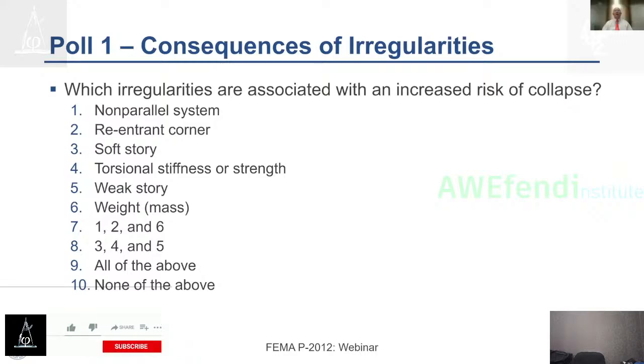Right. So since our focus here is on an increased risk of collapse, most of you selected the correct option, 39%, that it is soft story, weak story, or torsional irregularities that tend to lead to collapse. The other things may matter, and some of them are still defined in our document, but non-parallel system and reentrant corner irregularities don't cause buildings to collapse generally. And the mass or stiffness irregularity also does not cause buildings to collapse. We'll talk about that more as we go on. Great, Mike. I'll go ahead and close the poll.